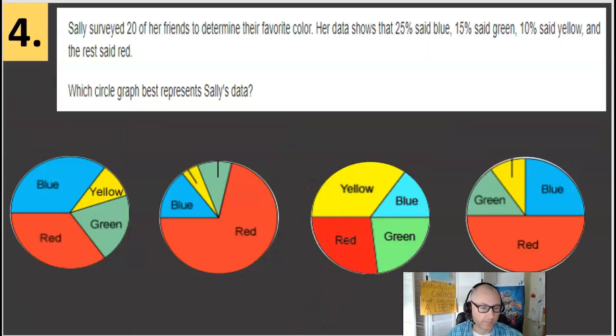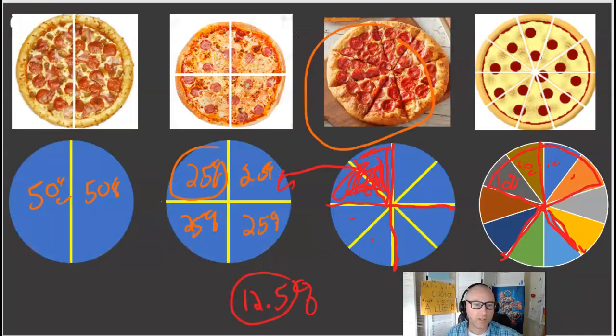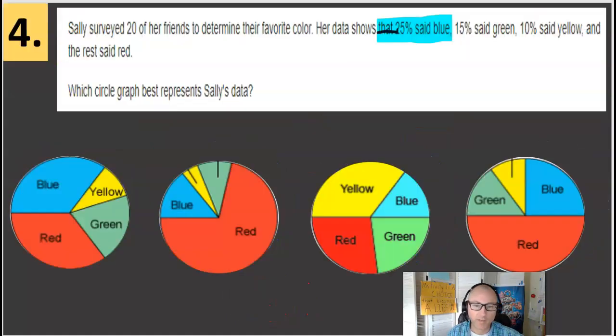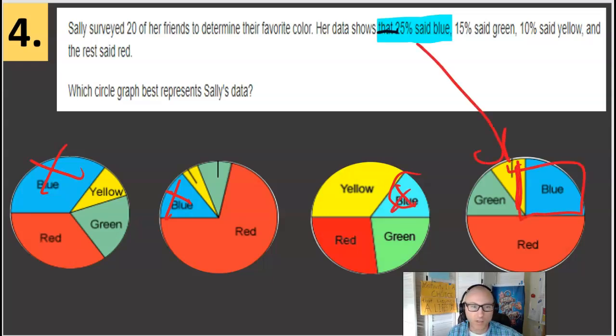Okay, we surveyed. Oh, blue. 25% blue. Right away, I don't need to go further. Why? Because I know what 25% looks like. You did that back here. It looks like this. It's 1/4. So which one has 25% blue? Well, not that one. That's too small. That's more like maybe 20%, or 15, I don't know. This one's too small. And, oh, what do you know? 25% blue. Ta-da, done.